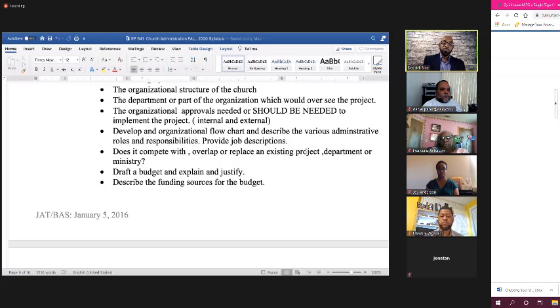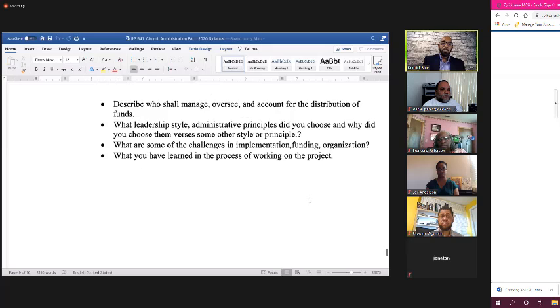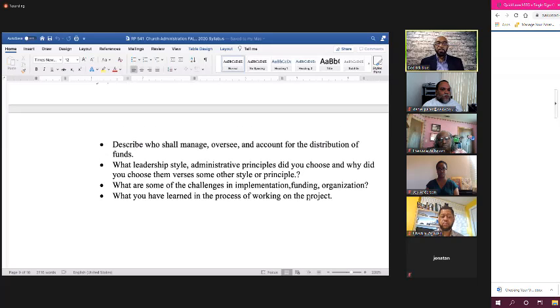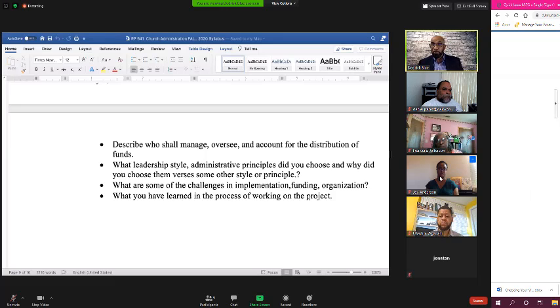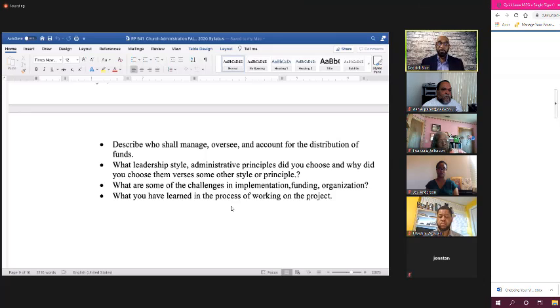So I want you to describe those sources of funding for your budget. Then also describe who shall manage, oversee, and account for the distribution of the funds. Who's going to count? Who's going to write the checks? Who's going to make sure you keep it straight? I've learned that if you can't keep it straight in a small operation, you will not be able to keep it straight in a large operation.